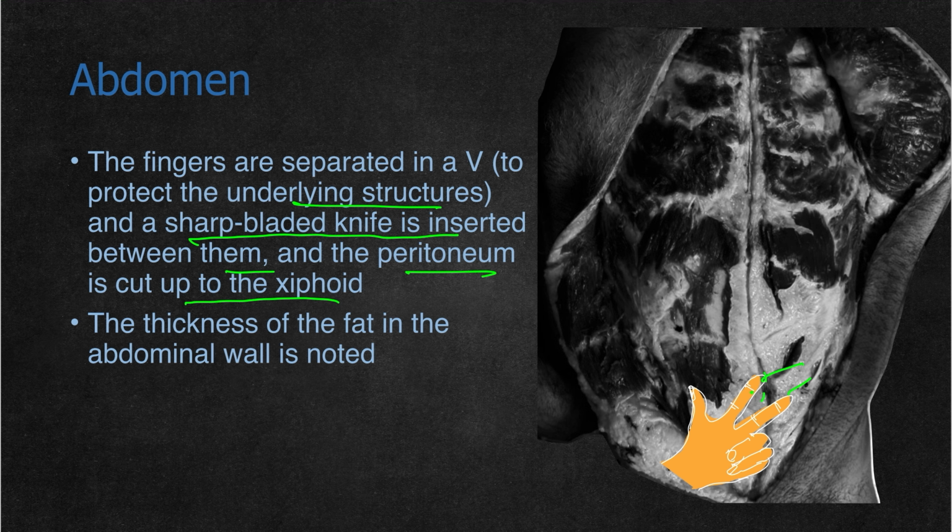So in between the fingers, the peritoneum is dissected until the xiphoid peritoneum is dissected. Using the fingers, the peritoneum is lifted up, and to avoid damage to the underlying tissues, the incision is taken from below upwards. The thickness of the fat in the abdominal wall is noted, whatever is present, first. After that, the recti muscles and peritoneum are reflected.